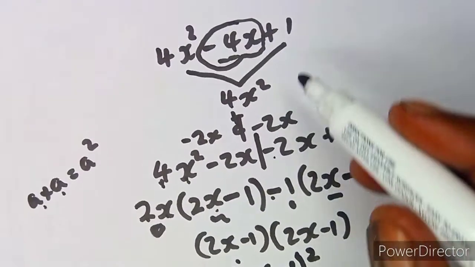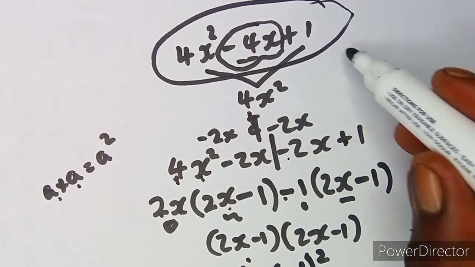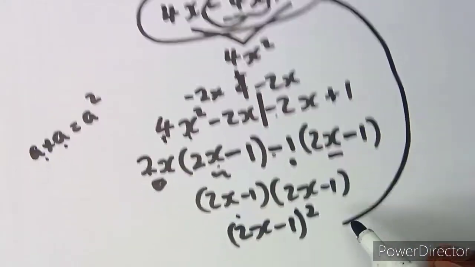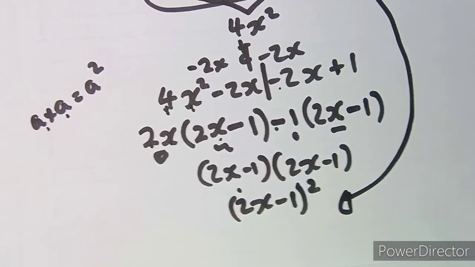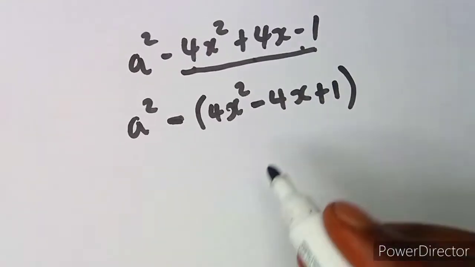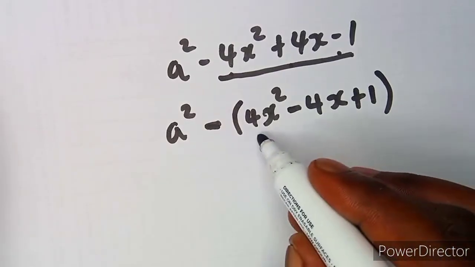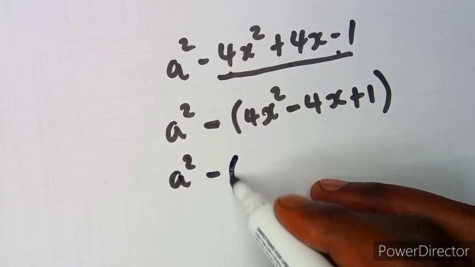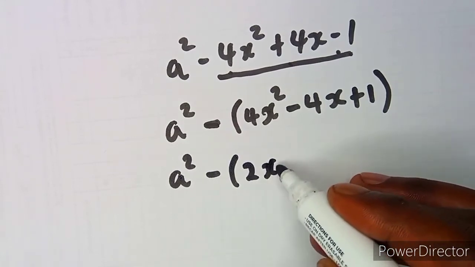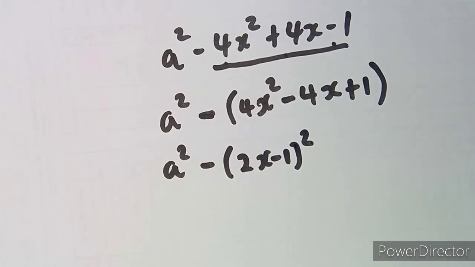So this is the final answer for 4x squared minus 4x plus 1 in terms of the factors that we have, which is giving us two brackets. So we can replace this part in place of 4x squared minus 4x plus 1, because we have factorized this part. And what did we obtain? We obtained this bracket of 2x minus 1 squared. This is what we obtained.